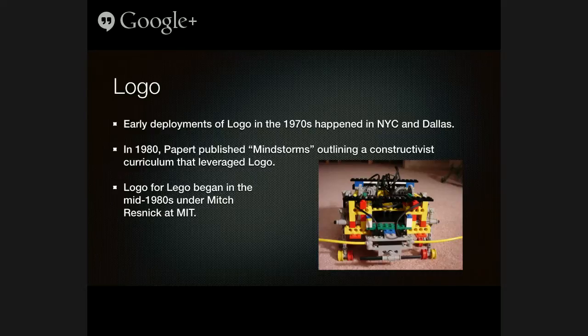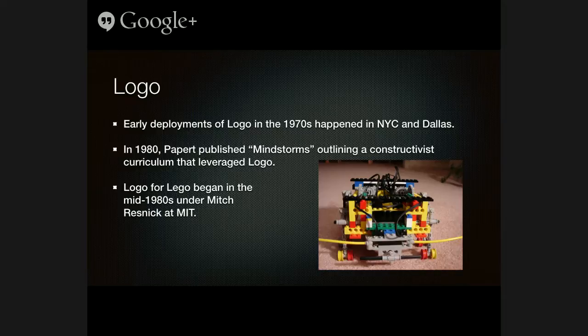Dallas. And then, Mindstorms was this paper, or book, that Papert published in 1980, an entire curriculum around Logo. And we're not talking about computer science here. We're not talking about programming. It was a mathematics curriculum, mathematics and physical sciences curriculum, all built around Logo. And the idea really was that you could build these simulated situations where students could play around and learn about how physics works.